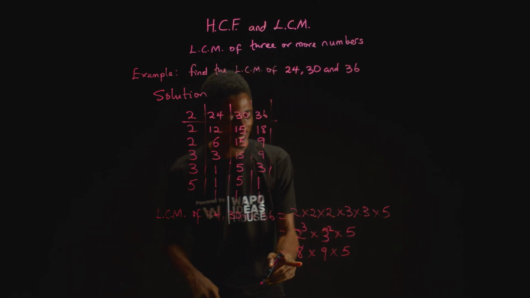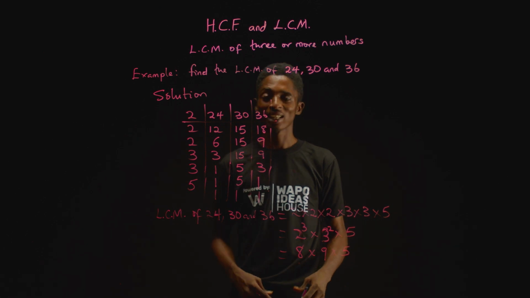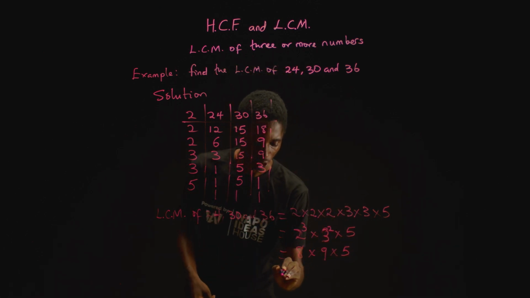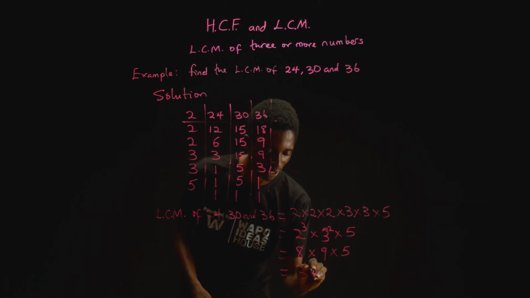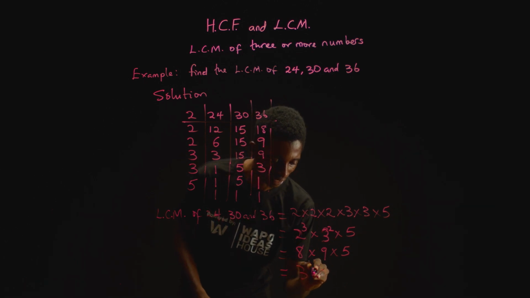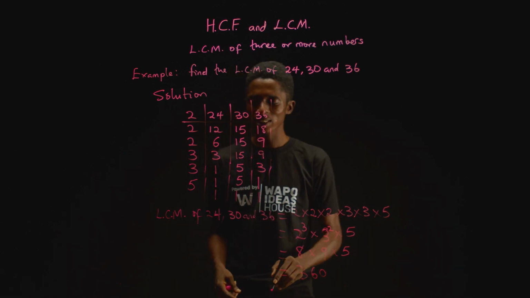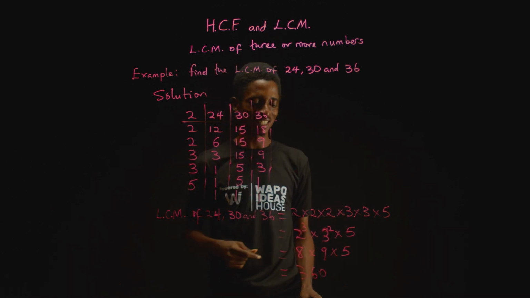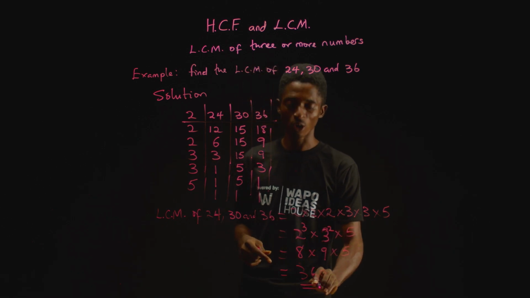Now, what is 8 multiplied by 9? That is 72. And then when you multiply that by 5, your answer is 360. That is, the LCM of 24, 30, and 36 would give us 360.